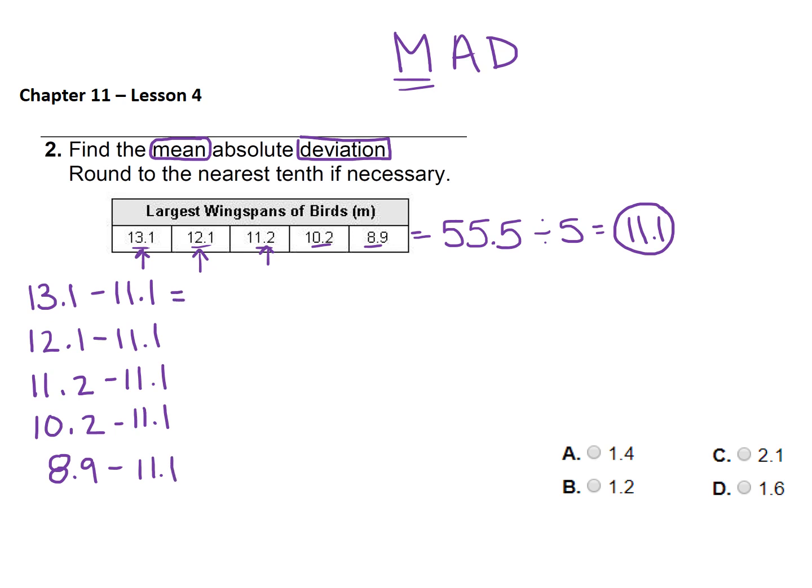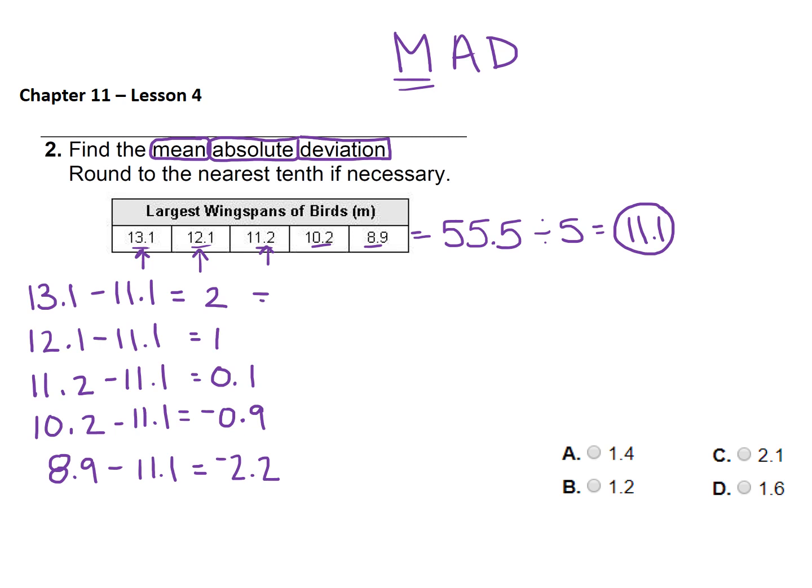Okay, that equals 2, equals 1, equals 0.1. Okay, equals -0.9, equals, and that equals -2.2. Now, as you can see, I have some negative numbers, and that's where this absolute value comes in.